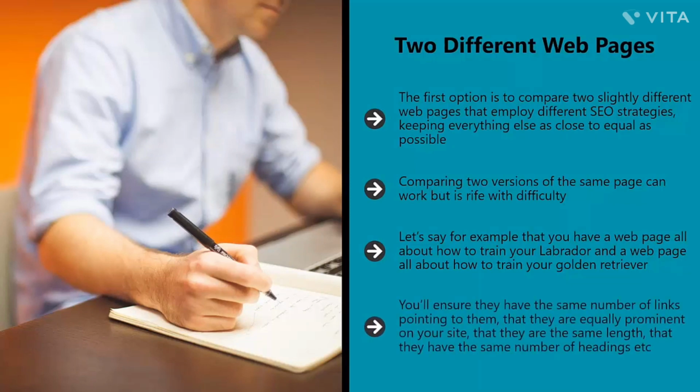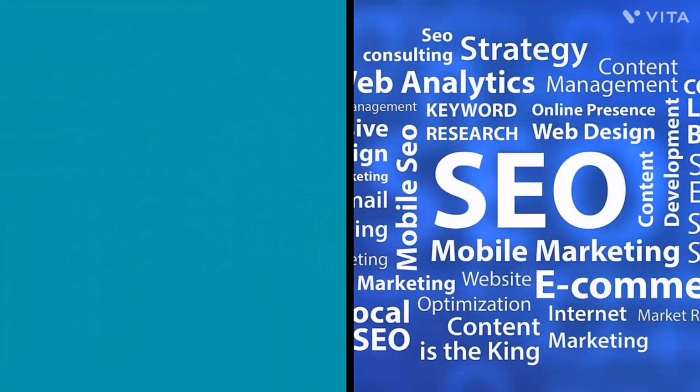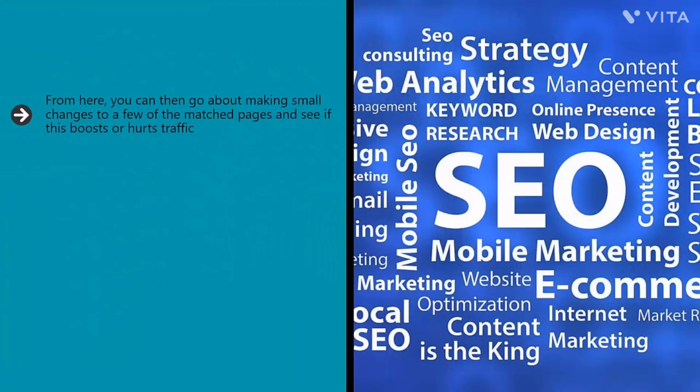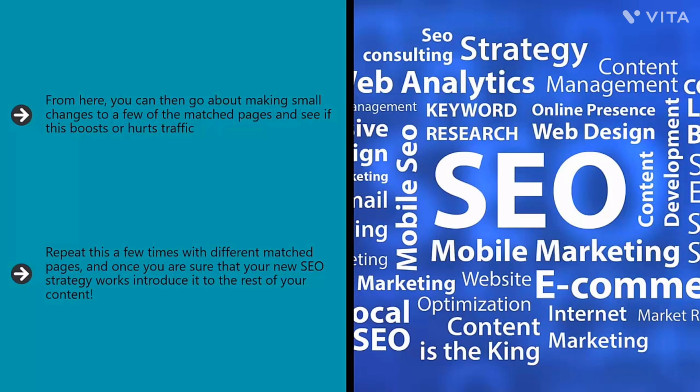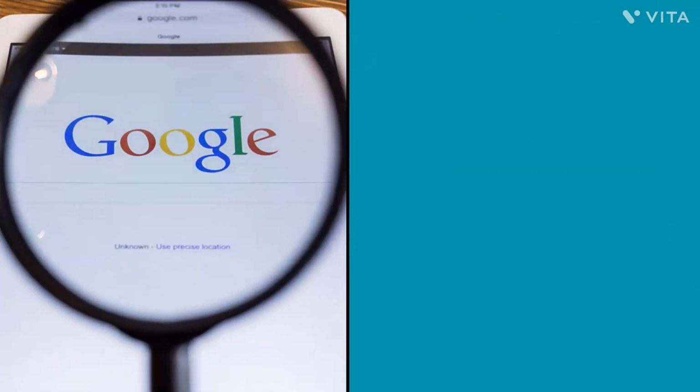You'll ensure they have the same number of links pointing to them, that they are equally prominent on your site, that they are the same length, that they have the same number of headings, etc. From here, you can then go about making small changes to a few of the matched pages and see if this boosts or hurts traffic. You'll then watch the difference in your stats, making sure to collect as much data as possible. Repeat this a few times with different matched pages. And once you are sure that your new SEO strategy works, introduce it to the rest of your content.